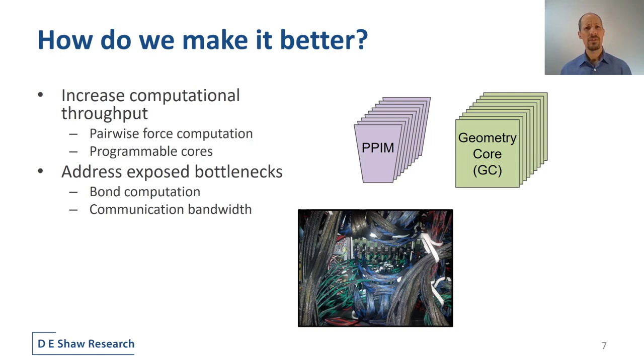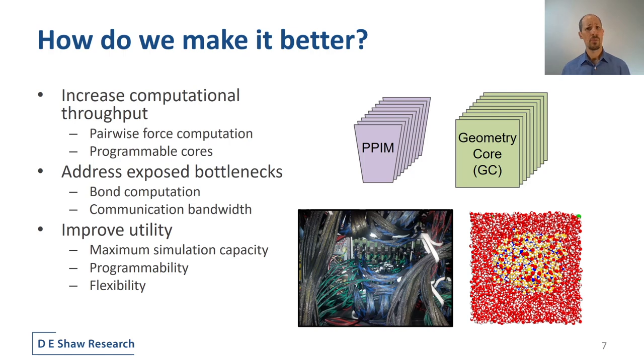Besides making the machine faster, we also wanted to increase its capability, supporting larger simulations, making it easier to program, and supporting new force field features within the arithmetic pipelines. Finally, given that our design team is definitely not scaling according to Moore's law, we need to control the complexity of the design and implementation. Let's begin looking at how Anton 3 accomplishes these objectives.